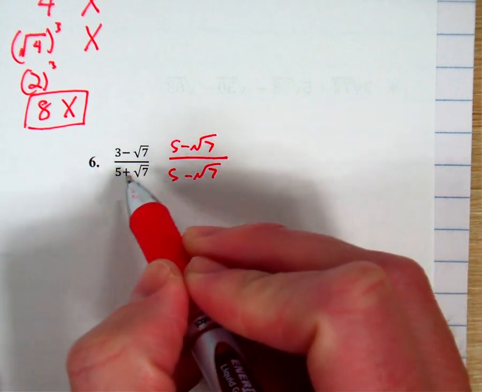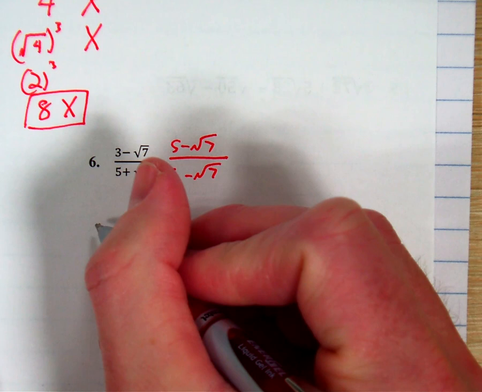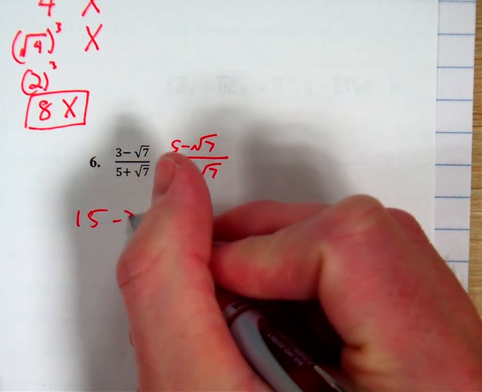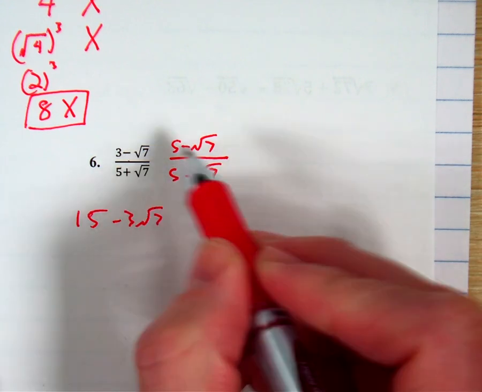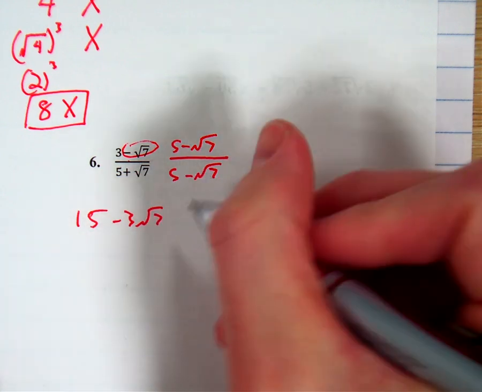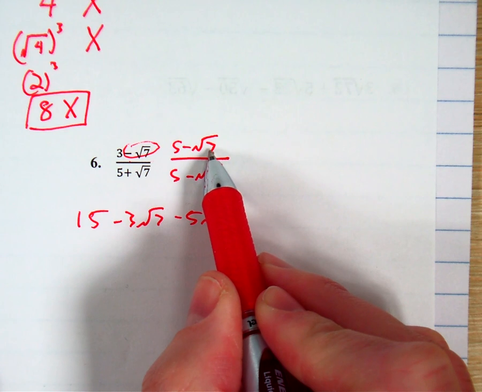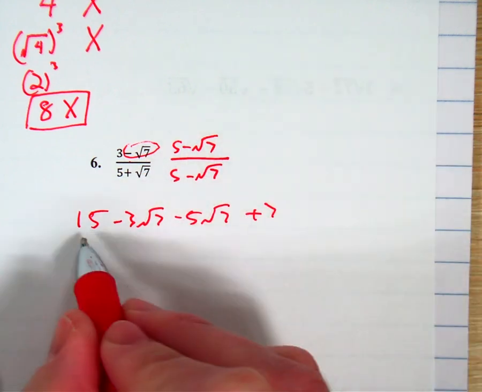So everything times everything. So 3 goes to both of those. We'll have 3 times 5 for 15, minus 3 radical 7, minus 5 radical 7. Make sure that minus sign stays with it. Minus 5 radical 7. Negative times a negative is a positive. Radical times a radical is a regular 7.